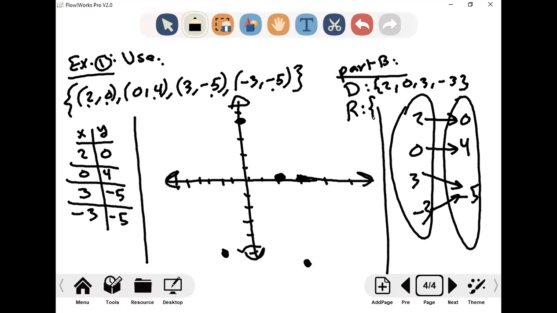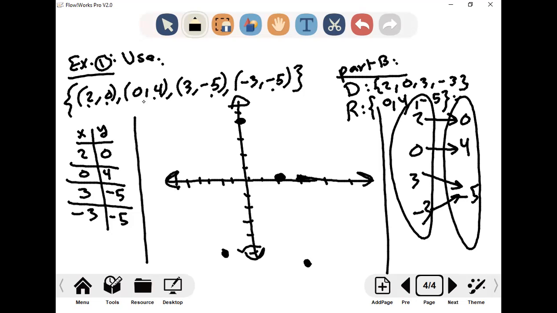The range is -5. Also, I won't repeat in the range. We have -5 two times, so it is enough to write it one time, like in the mapping. So the range is 0, 4, and -5, only one time. Do not repeat in the domain and the range. If you have repeated numbers, do not repeat. Done?